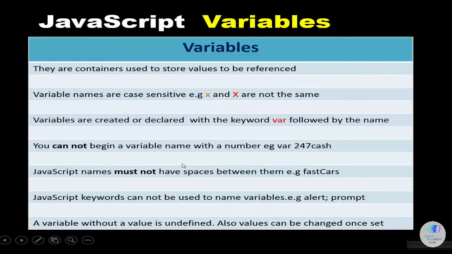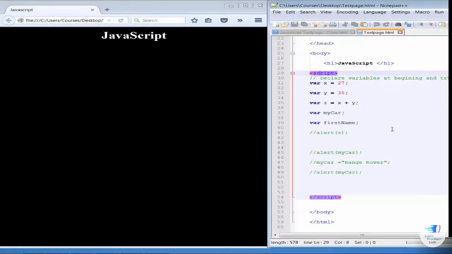You cannot begin variable names with a number, e.g. 247cash, but you can reverse it like cash247. JavaScript names must not have spaces between them, e.g. fast cars. JavaScript keywords cannot be used, like alert and prompt. A variable without a value is known as undefined. Also, once you've given a variable a value, you can change it anytime. So let's go ahead and create some variables.